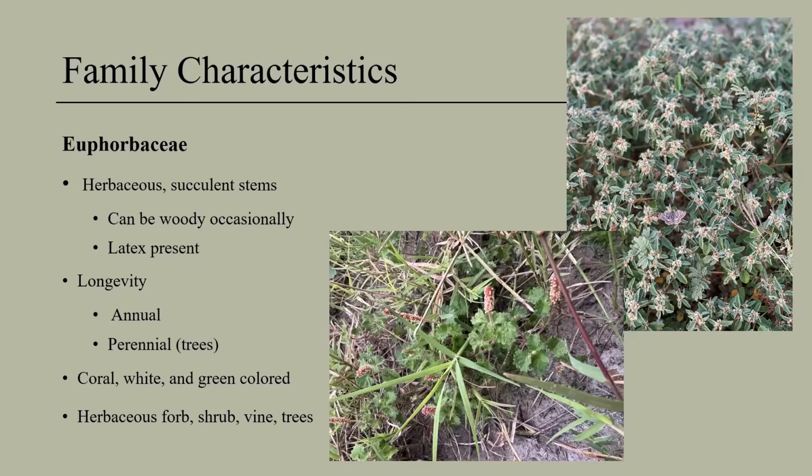There can be some trees within this family, but they're not super common down here. The most common tree in this family or browse species is the Chinese tallow, but it's mostly an herbaceous family. And there can be colors from coral, white, green, all types of colors in this family as well, but they tend to err towards this kind of light green color. And they can also be an herbaceous forb, shrub, vine, or some type of tree.